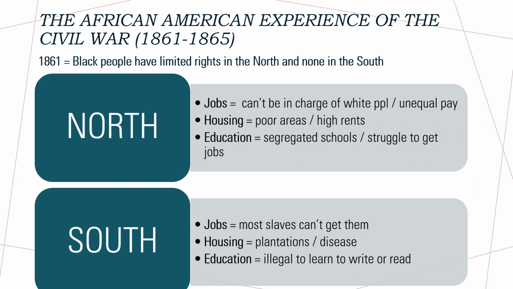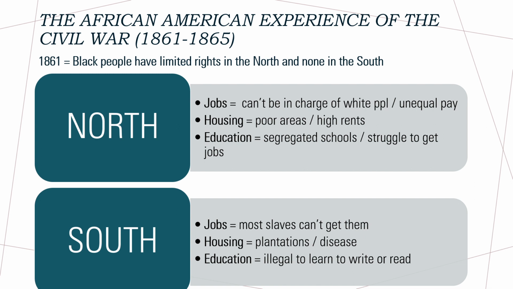So the next subtopic is about the African American experience of the Civil War from 1861 to 1865. Something that's really important to remember is that the North was not a good place for Black people. They still had very limited rights, but it's the fact that they had none at all in the South which made the northern part of America better for enslaved people.